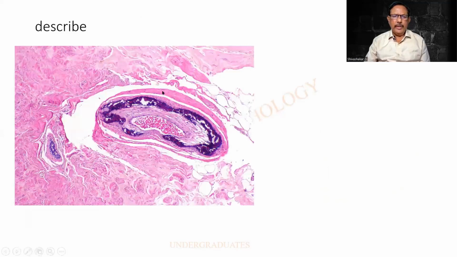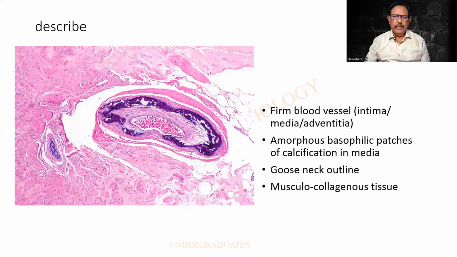I would like you people to kindly describe it. This structure is rather rigid according to me, and there is an amorphous, irregular, basophilic material that is found in the media. So what I am seeing is a firm blood vessel which is having the intima, the media, the muscle, and the adventitia. Amorphous basophilic patches of calcification in the media.